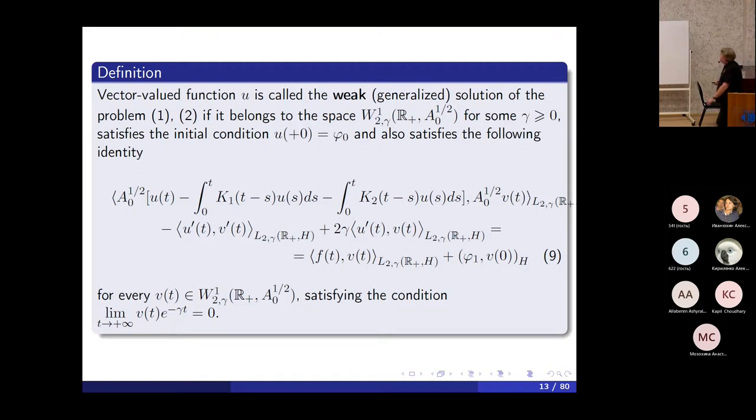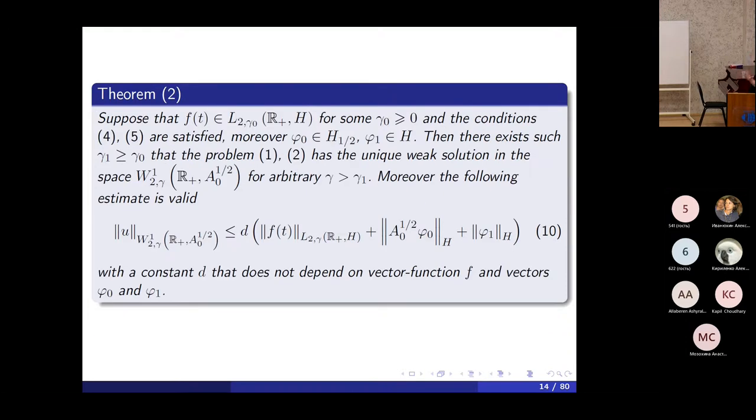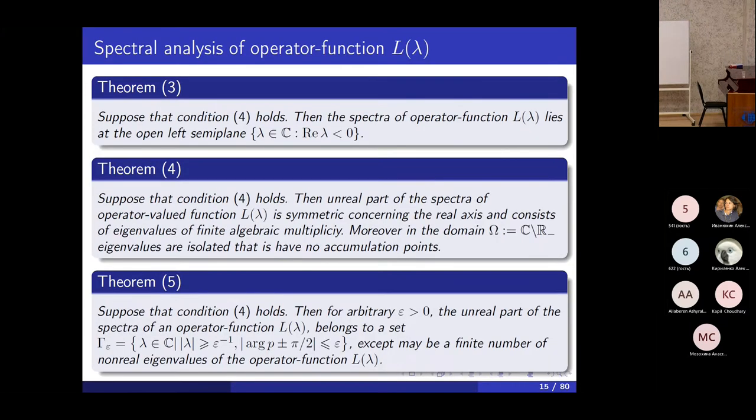Here you see the definition of a weak or generalized solution of this problem. The following equality 9 has to be satisfied, and we say that this function is a generalized or weak solution. And here you see the result about weak solvability. That is, the restrictions are not so severe in comparison with the previous theorem number one. Here the function f of t belongs to the space L2. Then we have a unique weak solution, and estimate 10 is satisfied.